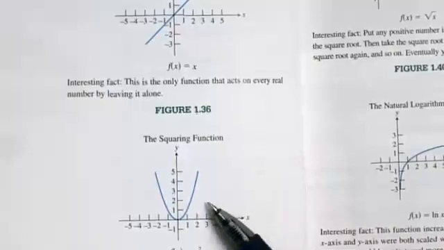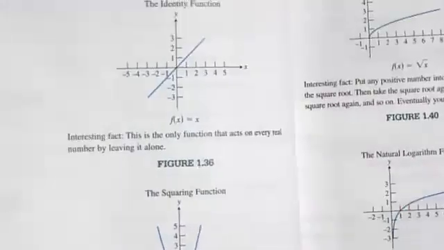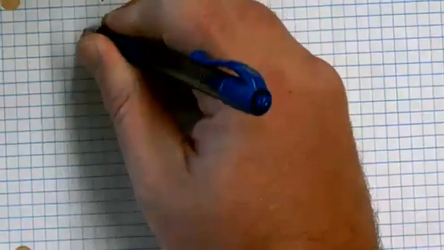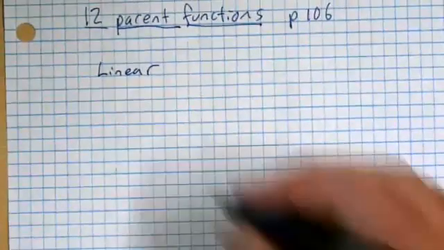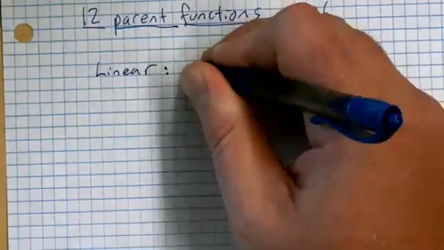This is a quadratic, and this is a linear. Now, if you want to call it identity and squaring function, that's fine. I'm going with linear. So here we go, linear. We're going to do this quick. I'm going to show you just how fast this is. So you're going to write down linear. You're going to write down the equation for it, which is y equals x.